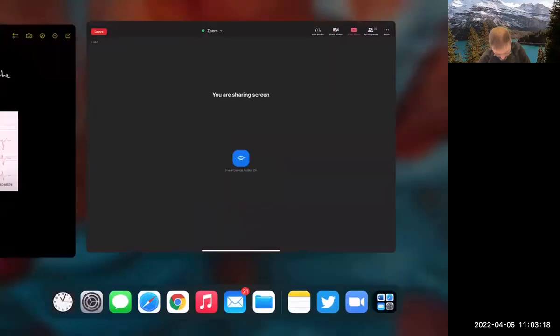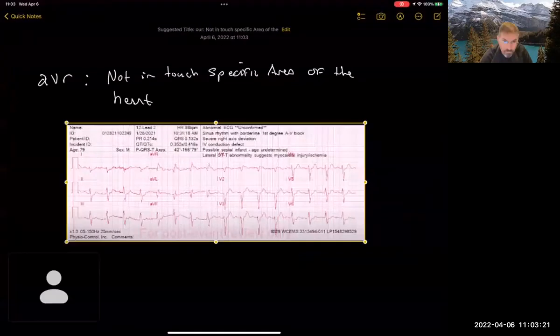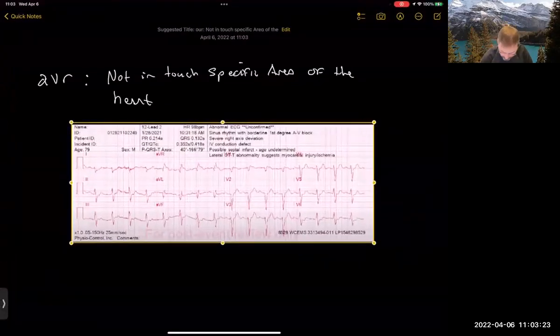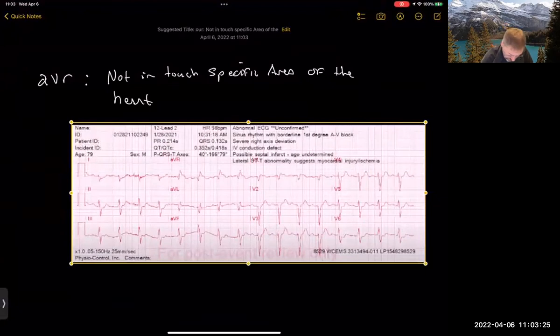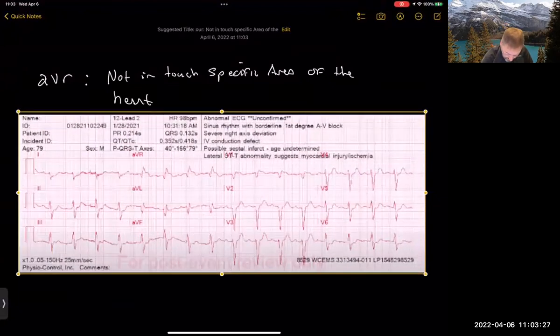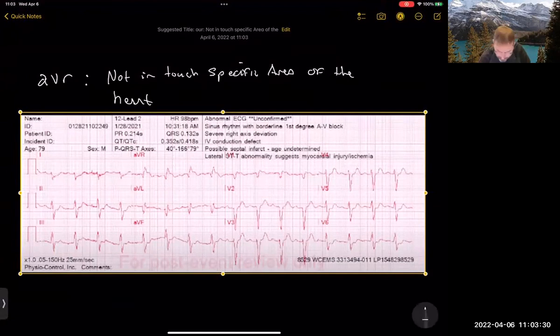So here it is. Let me get that out of the way. Let me zoom in a little bit. All right. So here's a 12 lead ECG.